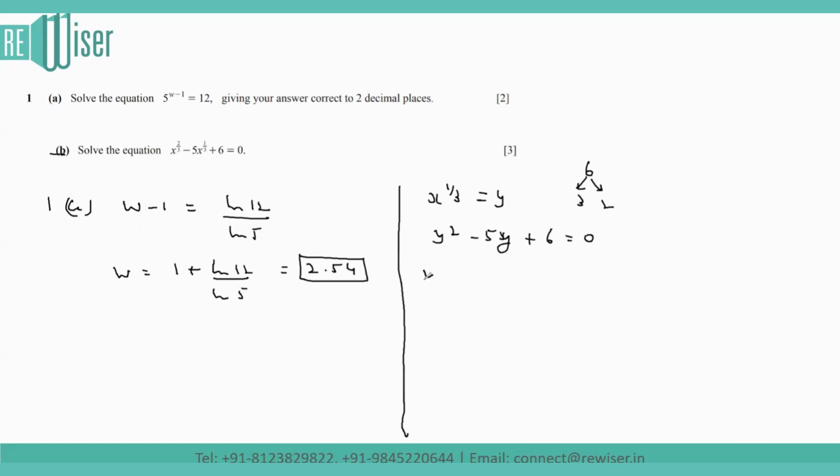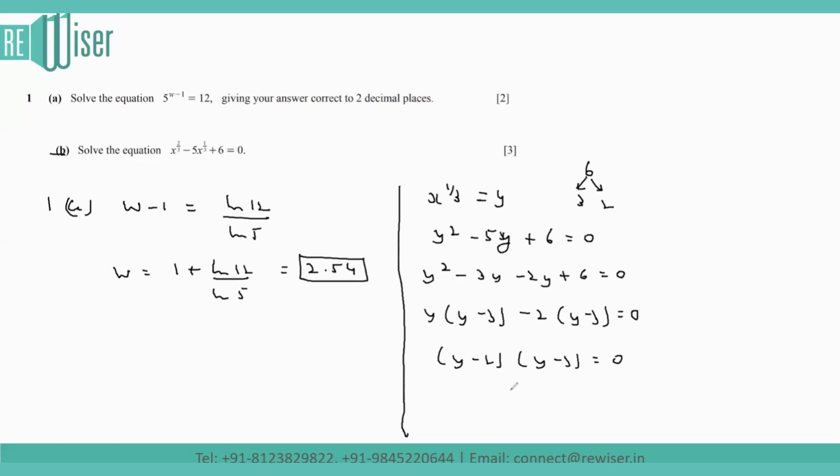So if I put it over here, that's y square minus 3y minus 2y plus 6 equals 0. So I can take y out. So that's y minus 3, and that's minus 2. So we got y minus 3 equals 0. So we got y minus 2 into y minus 3 equals 0. So the two values of y that we got are 2 and 3.